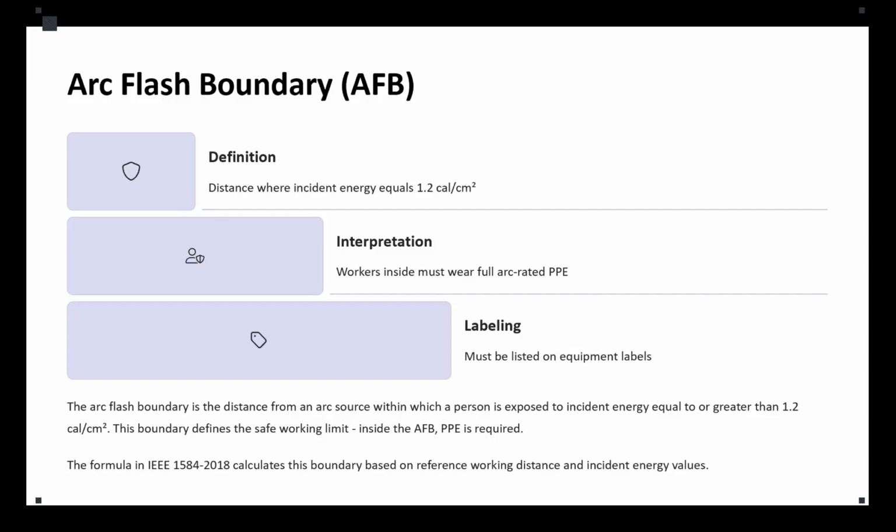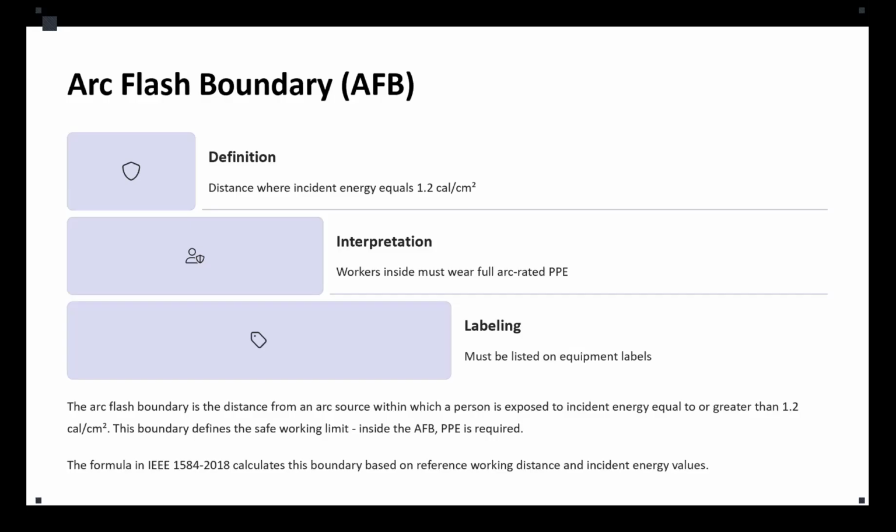Now, how is AFB calculated, basically? The IEEE 1584 provides a precise experimental equation to calculate the arc flash boundary. It derives from extensive arc testing in real equipment and has been statistically fitted to match the observed energy profiles.